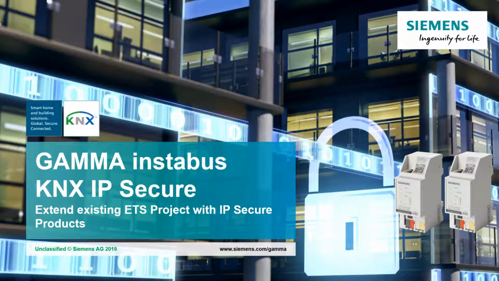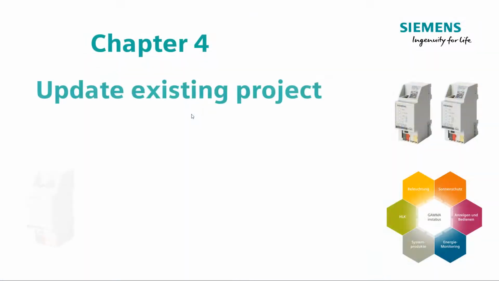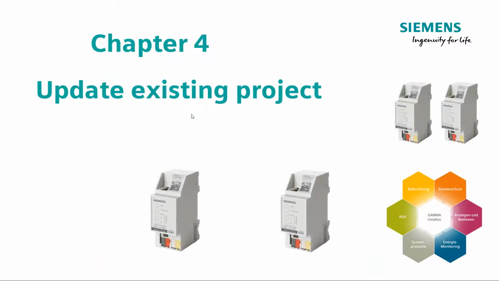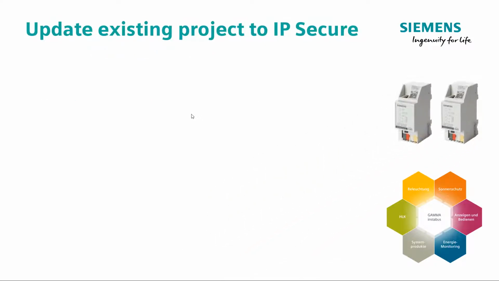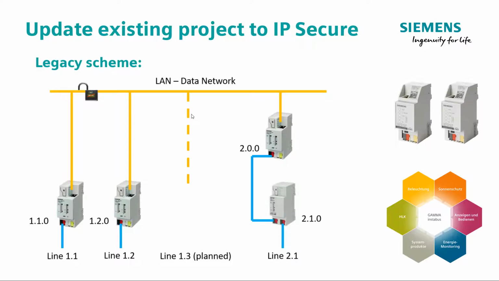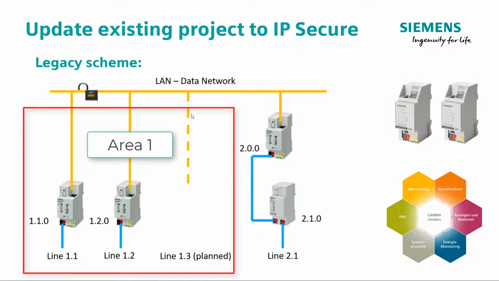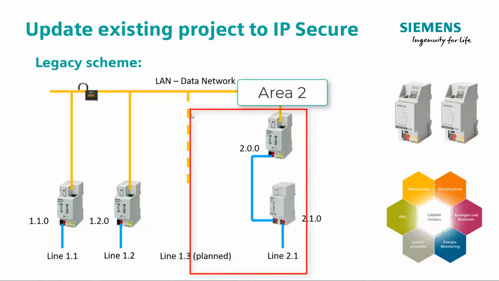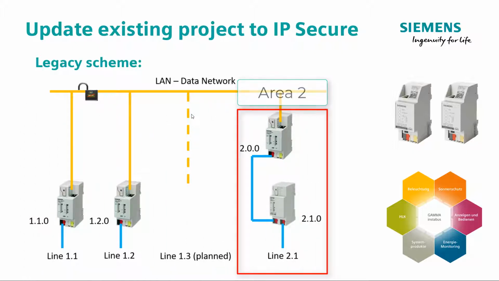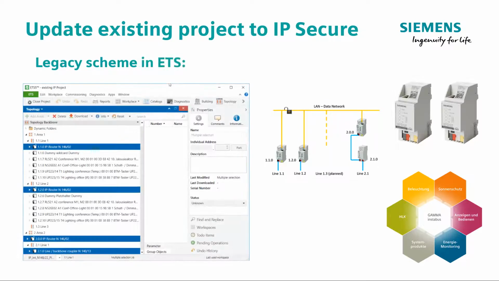4. Updating an existing KNX project. Let's now look at the task of upgrading an existing project to IP-Secure. The existing project I'm using here consists of two areas. In Area 1, there are two lines with non-secure IP routers. In Area 2, there is a non-secure area IP router and a line coupler below. This asymmetrical combination is admissible, as you know, because there is no line IP router in Area 2.